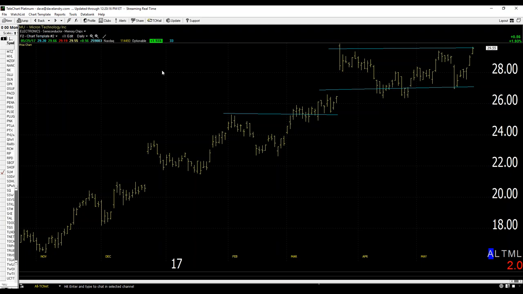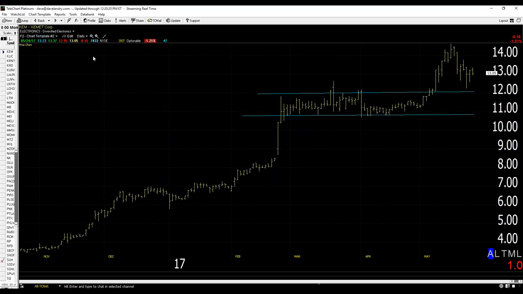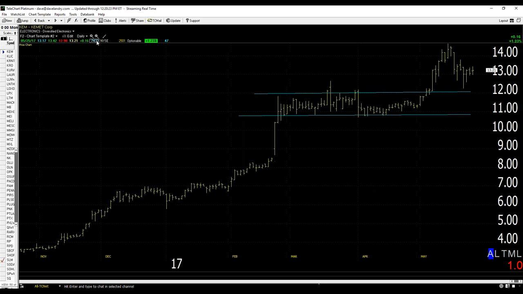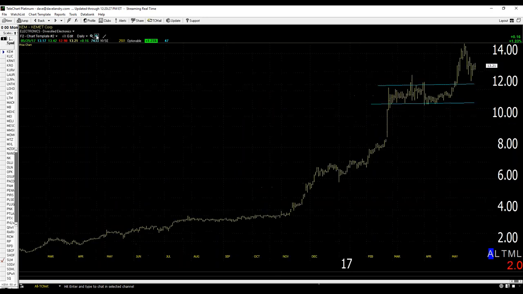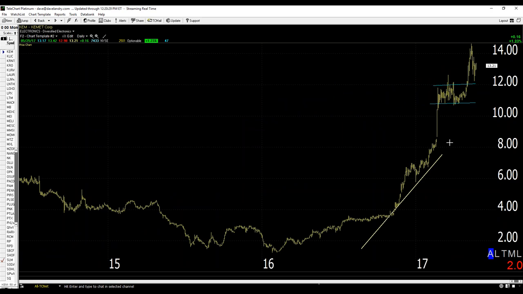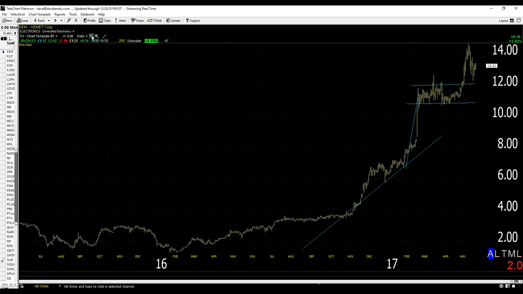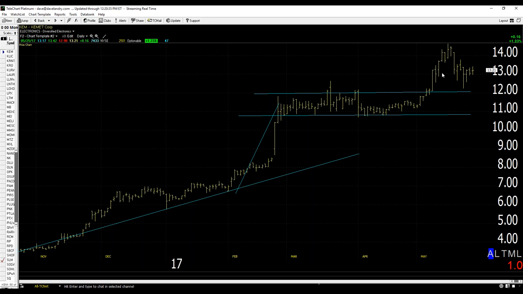You know, we're long Kemet in the semiconductors, for instance. And you can see it's a little bit thinner, obviously, 700,000 average shares. And it's in a nice trend, accelerated higher. In fact, it's even set up right now, because notice it broke out. It didn't come back into the base.